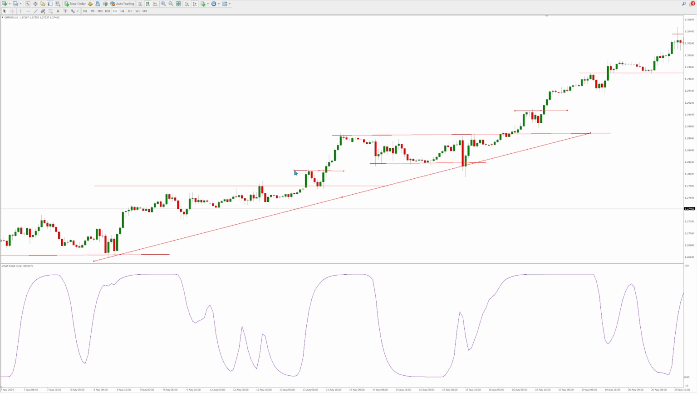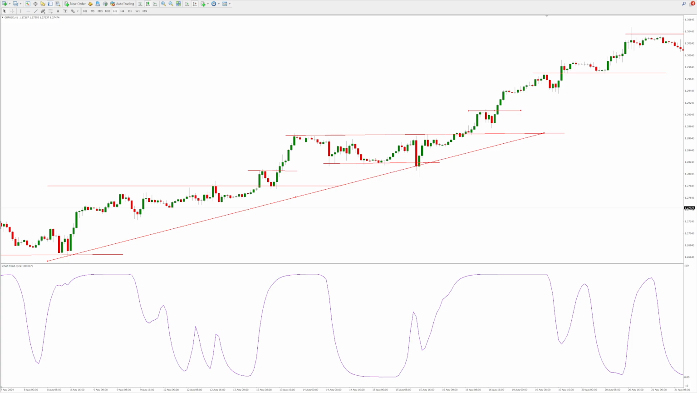I mean, plenty of options there with the Schaff Trend Cycle showing us a good time to start looking for trades. In my opinion, it's not actually necessary to have this indicator, just simply because you can use your eyeballs and see a pullback anyway. It's only really showing you where there's a dip.